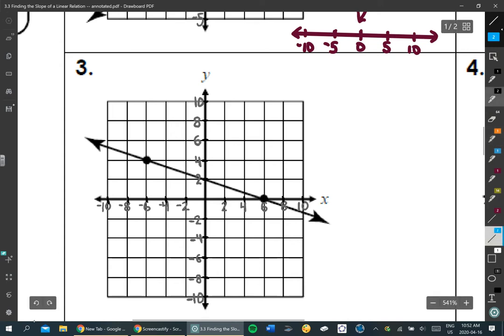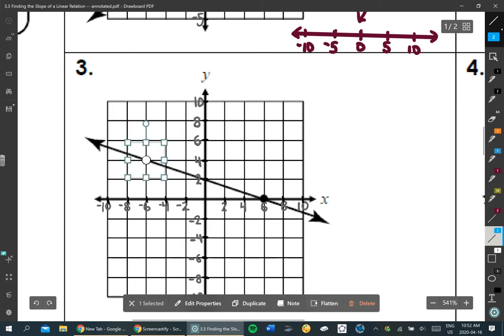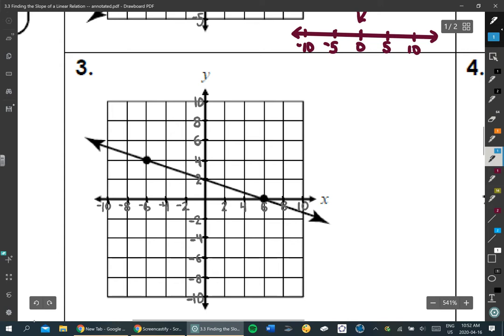So let's calculate slope. Again, we have 2 points, one here and one here. First we do our vertical change. In this case, we're not climbing like we were for the other 2. In this one, we're going down. And for our horizontal change, we are still going this way.